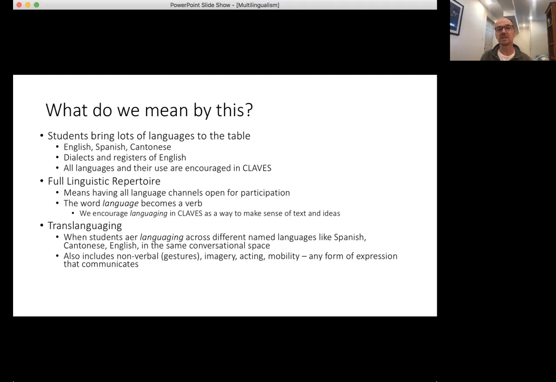So this is the multilingual perspective. We're going to unpack this more with some actual examples from Clavis instruction. But the point of this very brief video is to introduce and briefly define the term. And now we hope to give you some examples specifically of what it looks like in the Claves context.